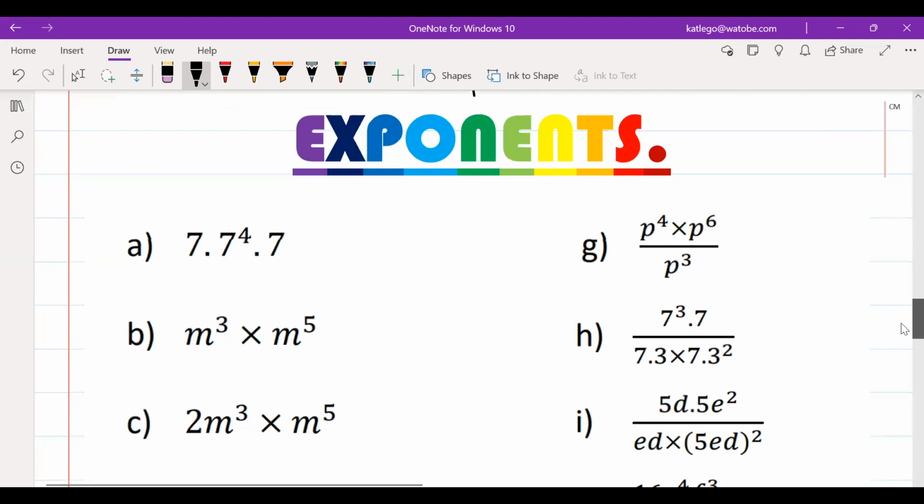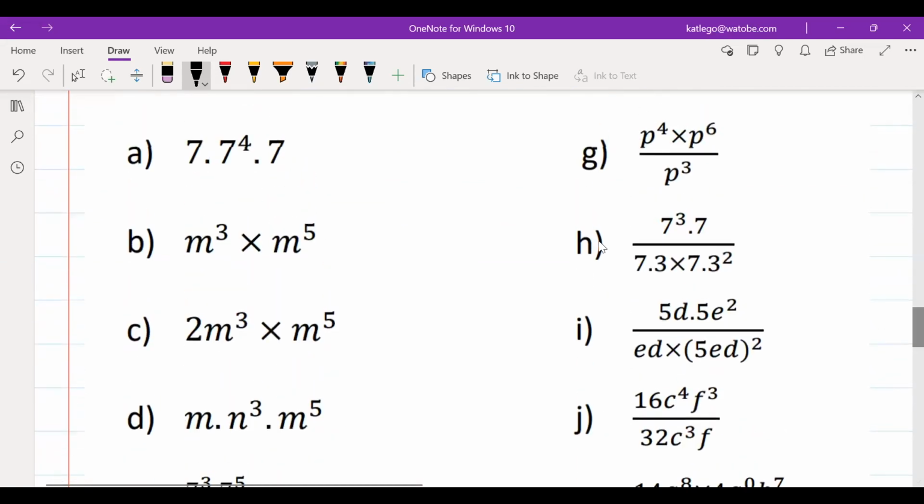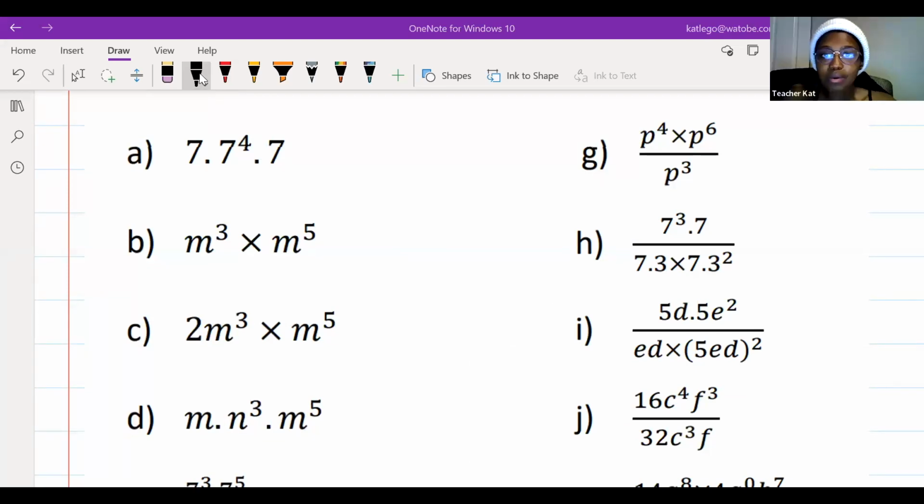Okay. Let's remind ourselves of the laws of exponents. Law number 1 says, if you are multiplying numbers with the same base, what happens to the exponents? Now we're doing a crash course on laws of exponents. Multiplying numbers with the same base, what happens to the exponents? Add. You add the exponents.